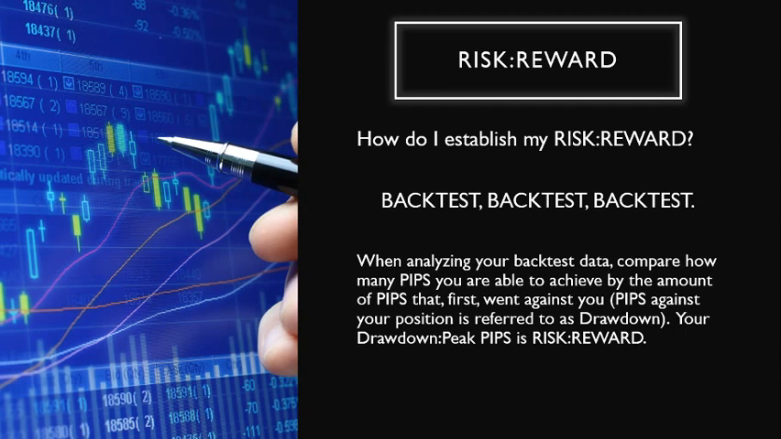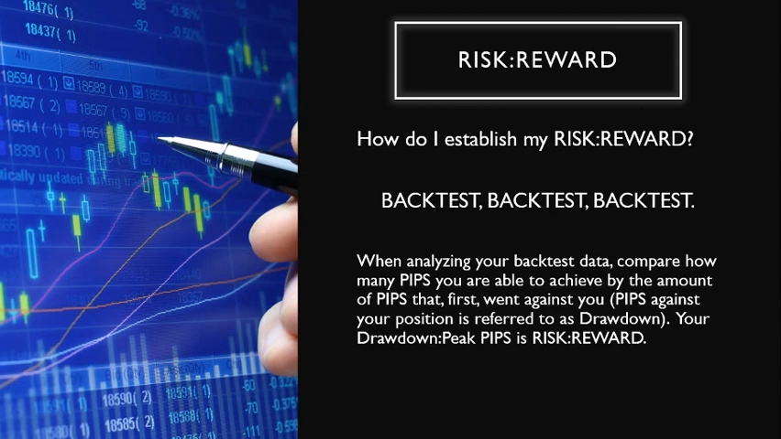When everything is pointed in that direction, that's generally when you've got to think, okay, maybe I should start looking for a reason to go the other direction, right? I'm not saying just execute, right? Because if I have that perception that when I get all those parameters present that I should trade the other direction, what should I do with that information in order to see if it's valid? You guys see a recurring theme here? All right, good. So when analyzing your backtest data, compare how many pips you are able to achieve by the amount of pips that first went against you.